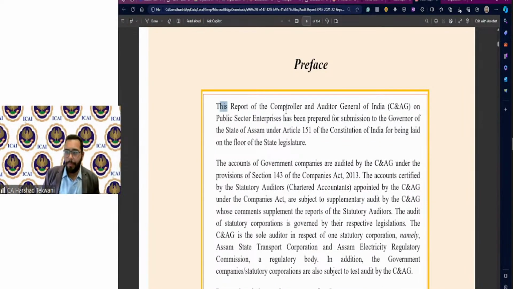If you read over here, this report of the Comptroller and Audit General on the public sector enterprises has been prepared for submission to the governor of the state of Assam under Article 151 of the Constitution of India for being laid on the floor of the state legislature. And the same way, if it is for the central government, it will be laid in the parliament.